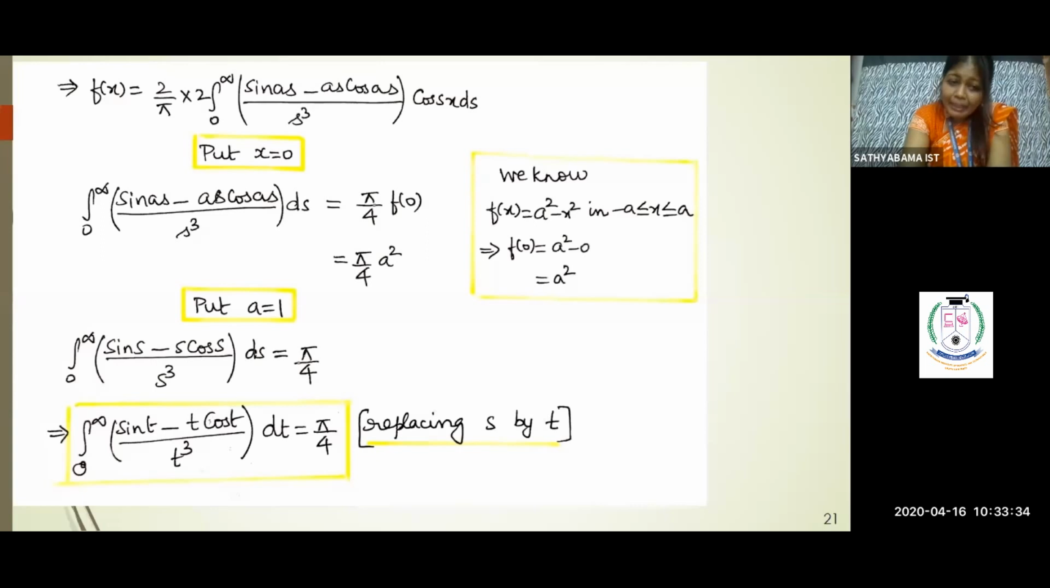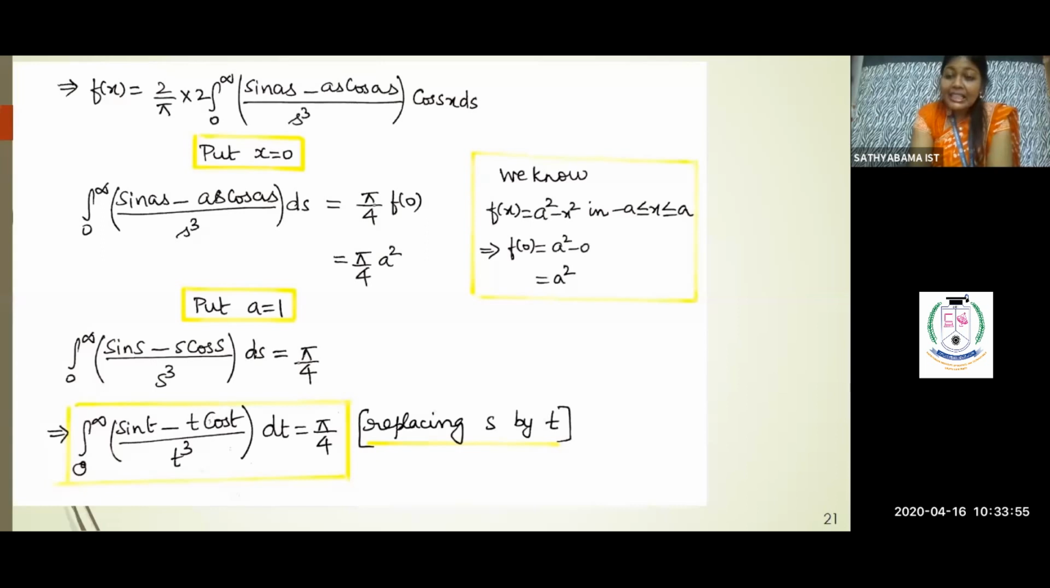But when I put a equal to 1, that a square also vanishes. So what's the value of the integral? Required integral. And then finally, I've simply replaced s by t, because the question has t in it. So I've got the required integral. Integral 0 to infinity sine t minus t cos t by t cube is pi by 4. That's the first deduction.